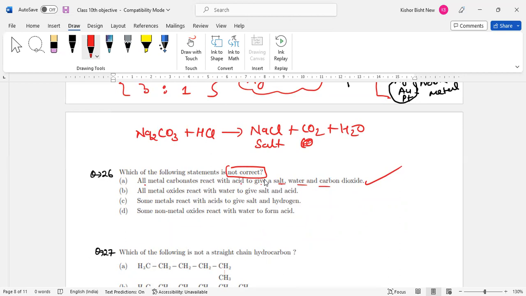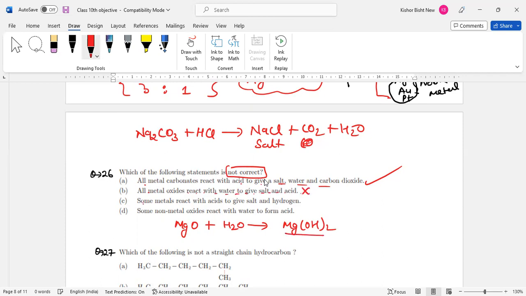All metal oxides react with water and give metal oxide. If I take the metal oxide MgO, it reacts with water. So what will it form? Mg(OH)2, which is the metal hydroxide. The statement that all metal oxides react with water to form salt is incorrect, because they form a metal hydroxide.